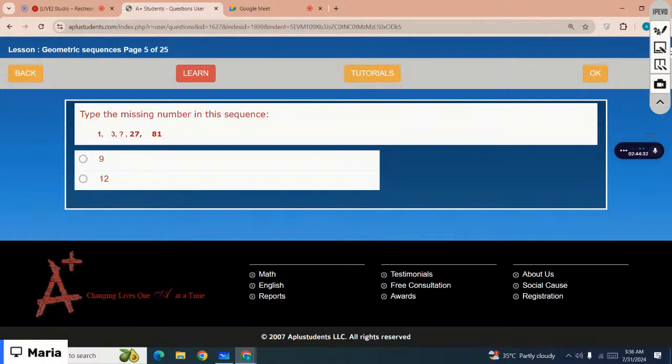The correct option is, yes, that is 9. So the missing number is 9. How are they growing? They are growing by 3, so 3 times 3 is 9. So the missing number is 9.